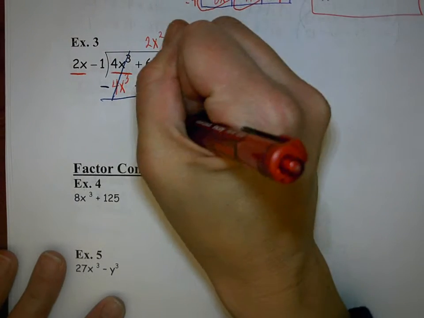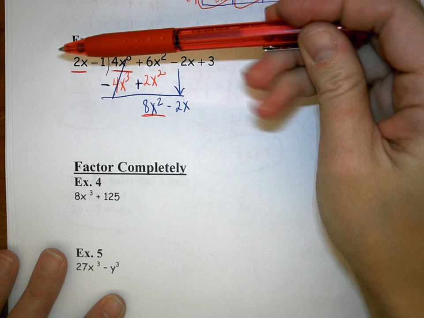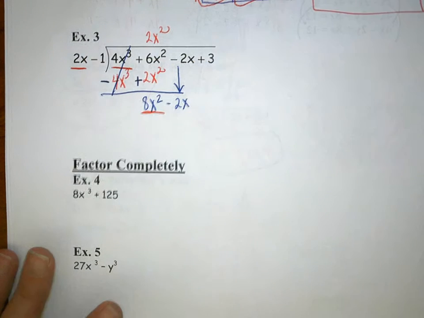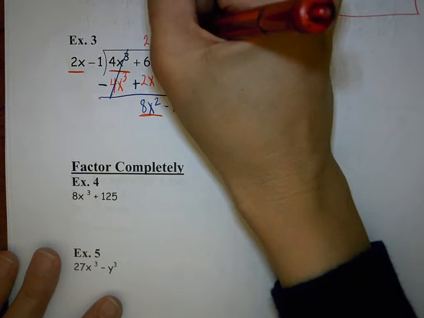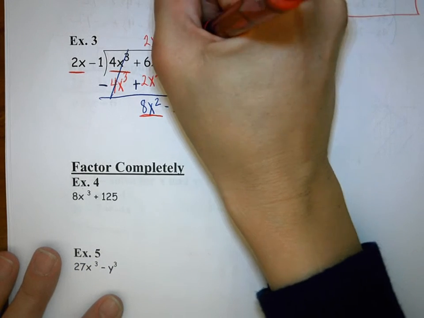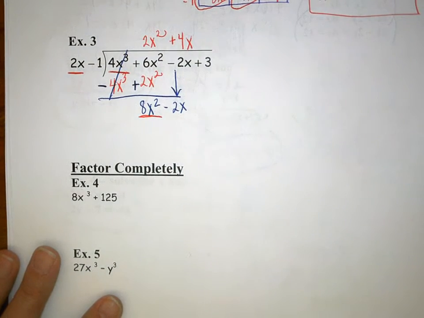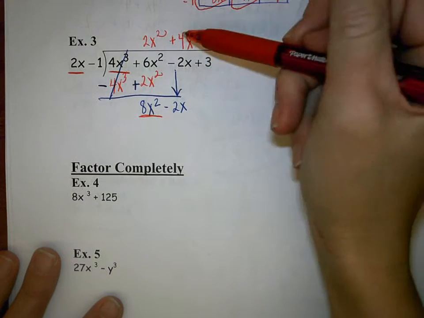Good, 8x squared and 2x. So now we're figuring out 2x times what makes 8x squared? Good, and that's a positive 4x, so don't forget your plus sign. So we have plus 4x there. And now we take this 4x and multiply it.